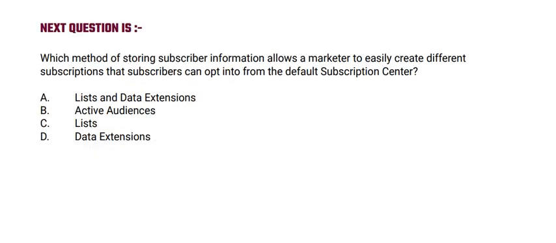Next question is: which method of storing subscribers' information allows a marketer to easily create different subscriber groups that subscribers can opt into from the default subscription center? Options are: option A, lists and data extensions; option B, active audiences; option C, lists; and option D, data extensions.